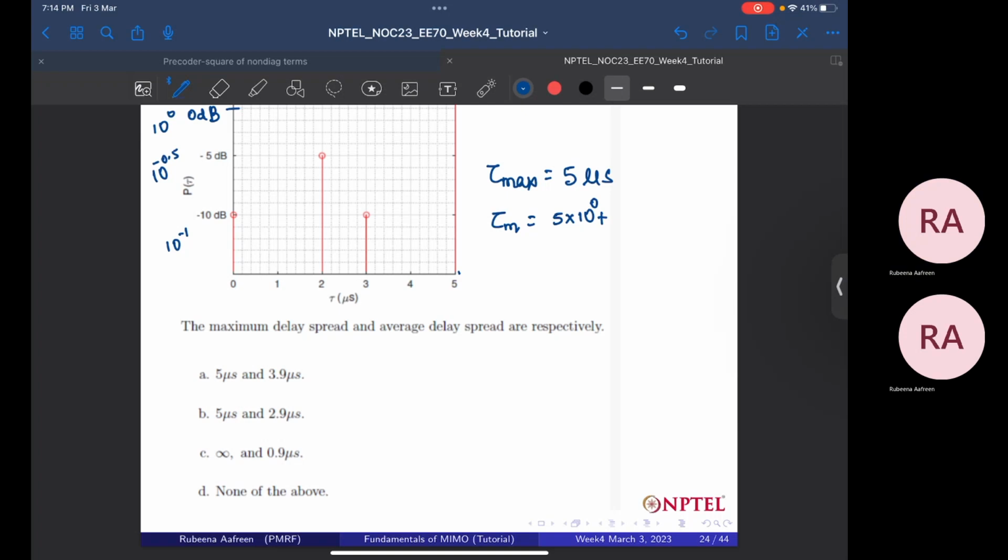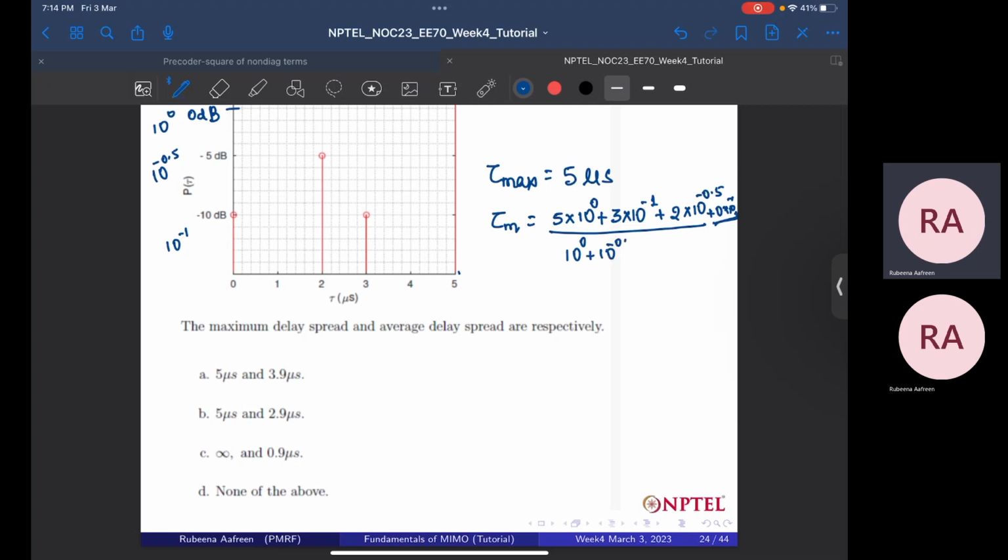Okay. After that, the next one is at 3 microsecond. The power received is minus 10 dB. So 3 into 10 to the power of minus 1. And then at 2 microsecond, this is received as 10 to the power minus 0.5. And at 0 it is 0 times 10 to the power minus 1, which I haven't written. This would be divided by 10 to the power 0 plus 10 to the power minus 0.5 plus 10 to the power minus 1 plus 10 to the power minus 1, because we are receiving 4 signals. The one received at tau equal to 0 is why we haven't taken it in the numerator. So solve this and you will be able to get the average delay as 3.9 microsecond. So the answer would be A.